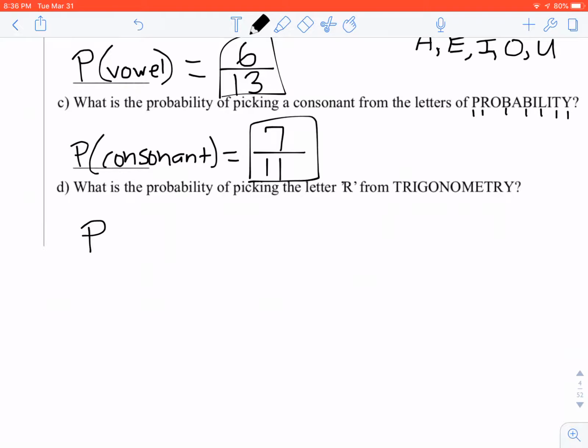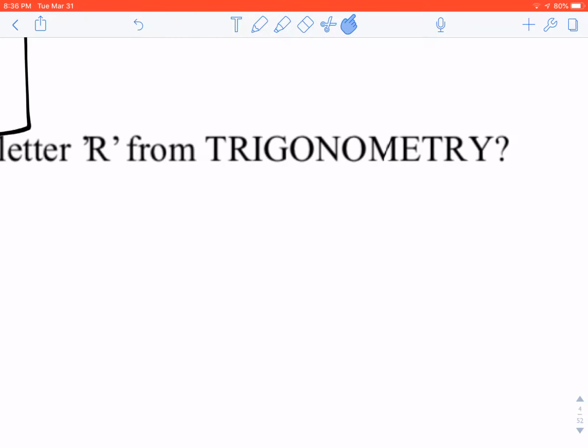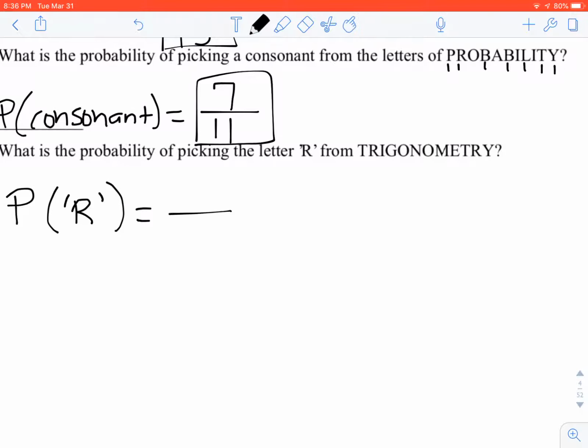We are finding the probability of picking a letter R from the word trigonometry. So same process, we're looking at favorable over total. Let's find our total first. Okay, so in the word trigonometry, you're going to count up how many total letters there are. Take a minute and count those. Okay, there are 12. Hopefully you got that. So 12 total letters in the word trigonometry.